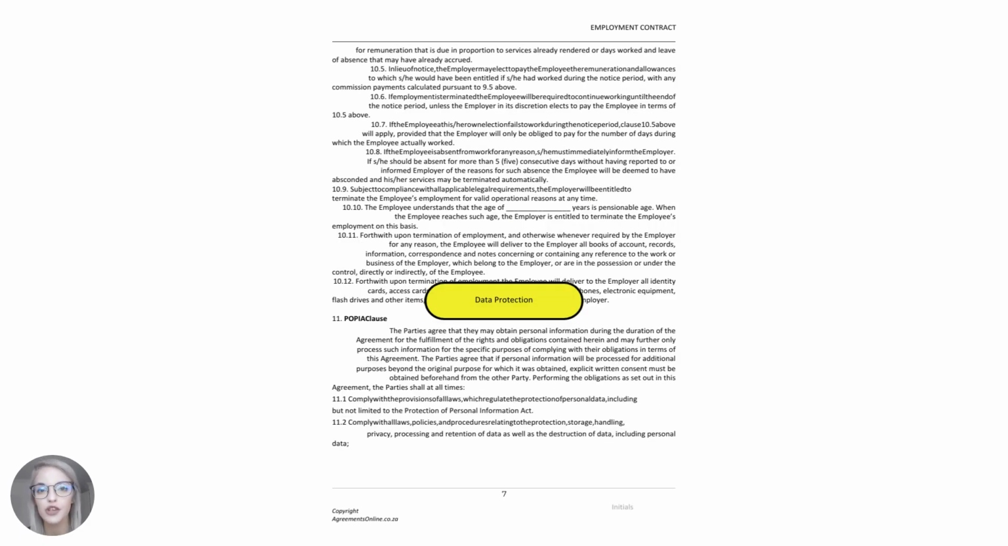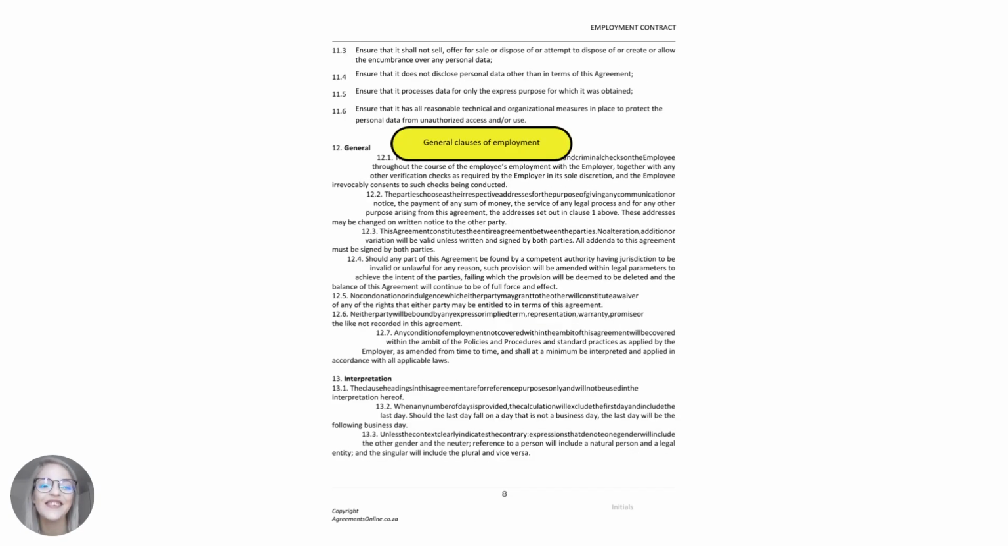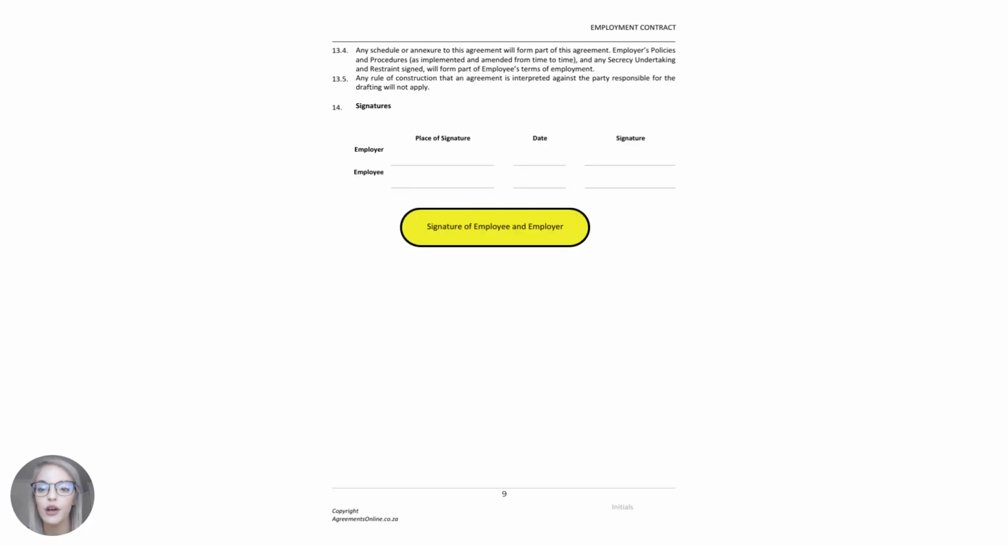We then have the POPI clause, which is for data protection purposes. That gives you consent to obtain your employee's data and also sets out how that data will be used and protected. Then just some general clauses of employment, as well as interpretation of this contract itself, and that is then signed by both the employee and the employer.